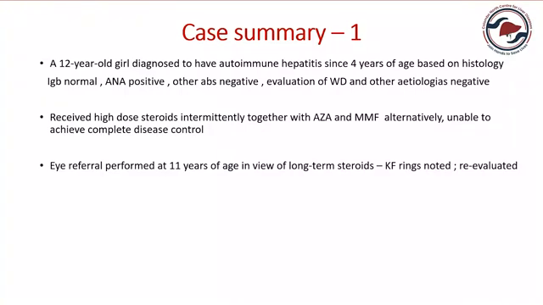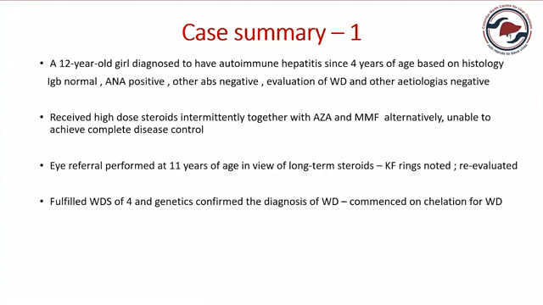The ophthalmologist made a note about Kayser-Fleischer rings, which was not actually asked. Then the child was re-evaluated. On re-evaluation, the child fulfilled a Wilson's diagnostic score of 4 and was commenced on treatment at that point. And the genetics confirmed the diagnosis of Wilson's disease.